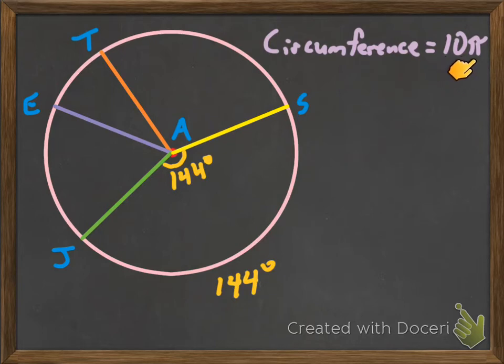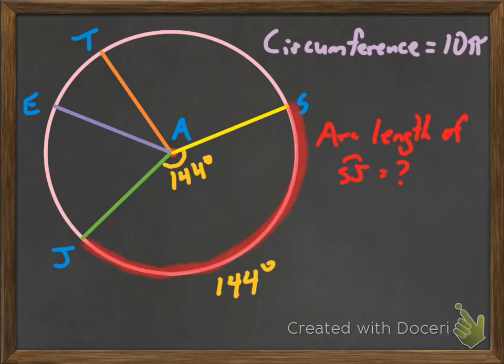Pi is just 3.1415926 and so forth. And that number represents actually the ratio of the circumference to the diameter of any circle. So whatever this circumference is, if you divide it by the diameter, then you can figure out what pi is. It's 3.1415. So if this circumference is 10 pi, then what is the arc length of SJ?